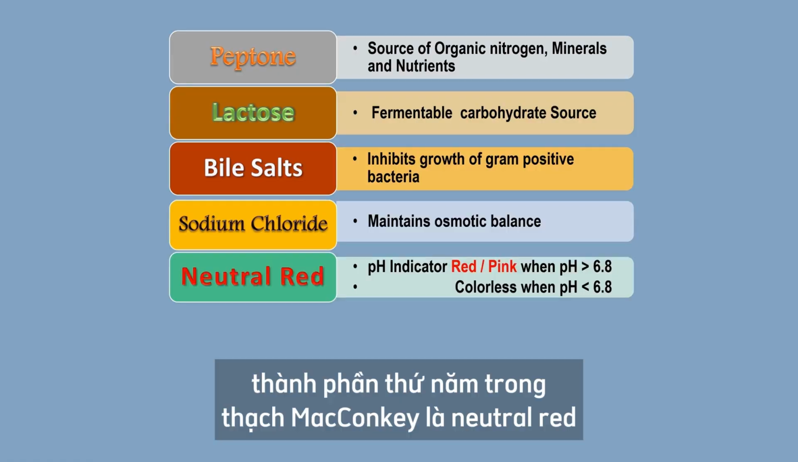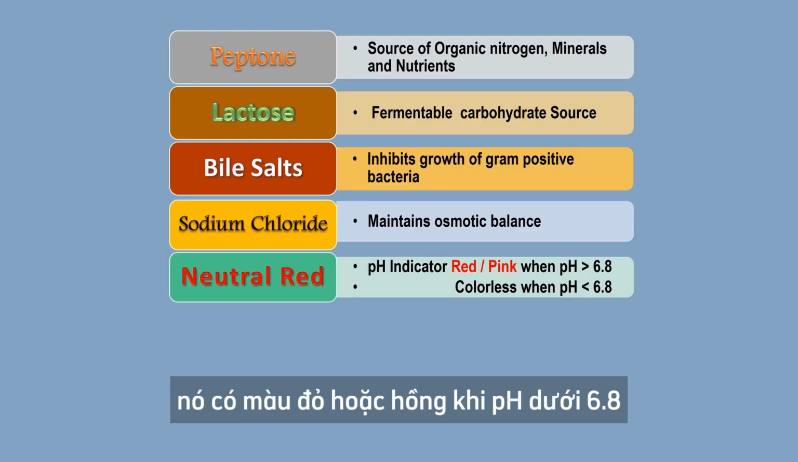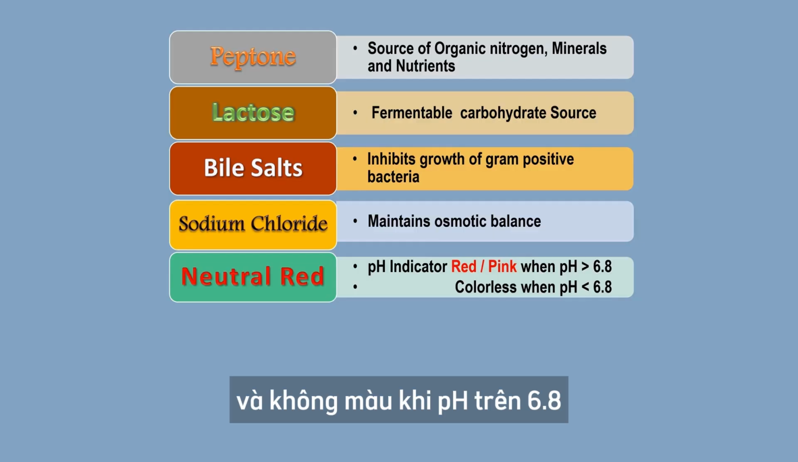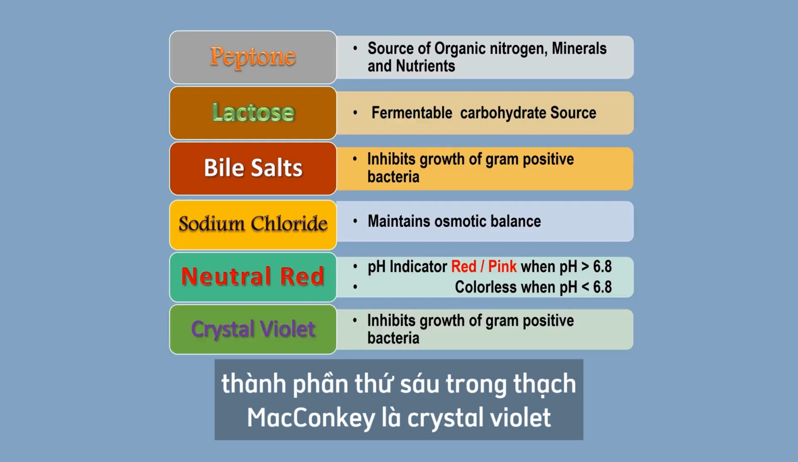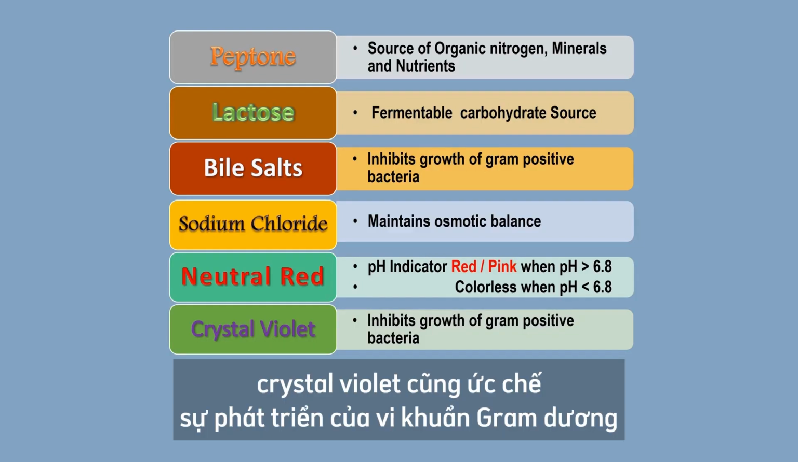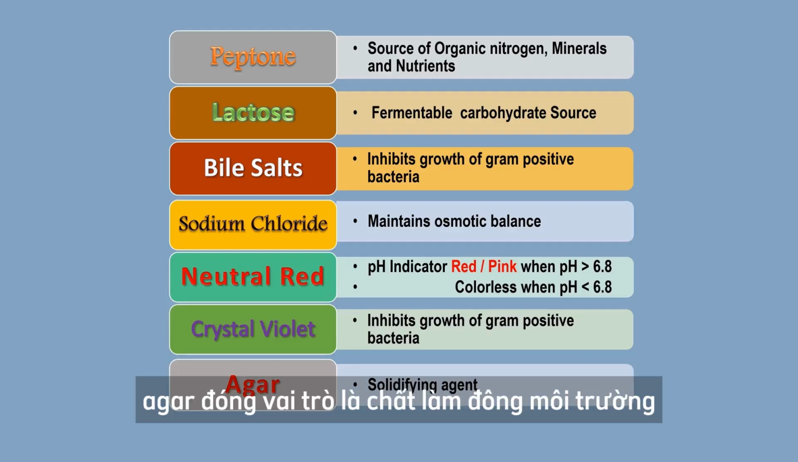The fifth ingredient in MacConkey Agar is neutral red. Neutral red is a pH indicator. It is red or pink when the pH is below 6.8 and it is colorless when the pH is above 6.8. The sixth ingredient present in MacConkey Agar is crystal violet. Crystal violet also inhibits the growth of gram-positive bacteria. The seventh and last ingredient present in MacConkey Agar is agar. Agar acts as a solidifying agent.